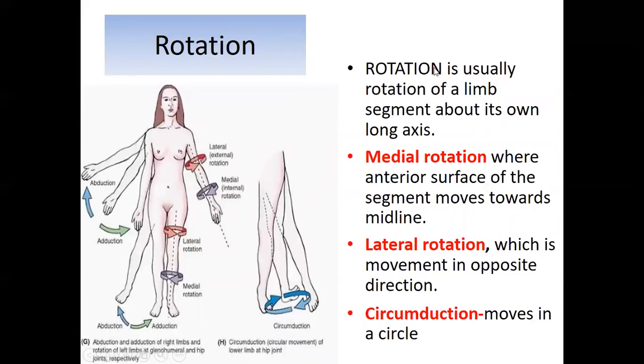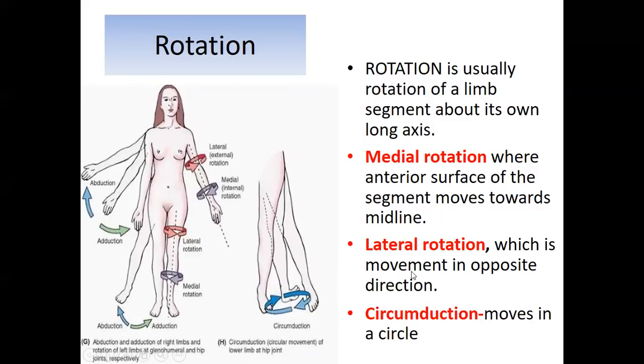And then the rotation is usually rotation of the limb segment about its own long axis. So you can see here, we have the lateral rotation and the medial rotation. Medial rotation is where the anterior surface of the segment moves toward the midline. That is the medial rotation.